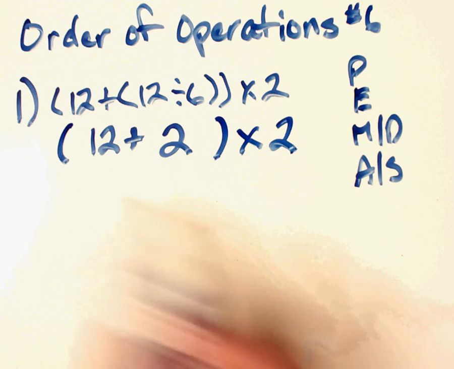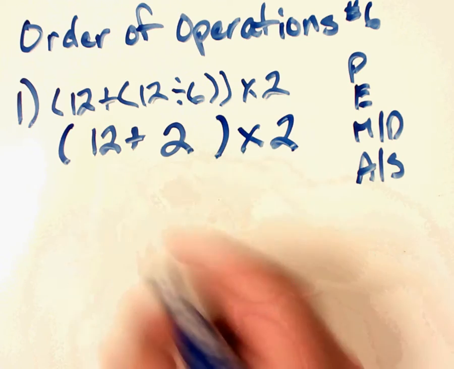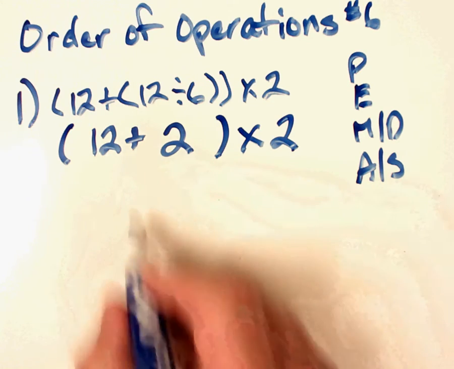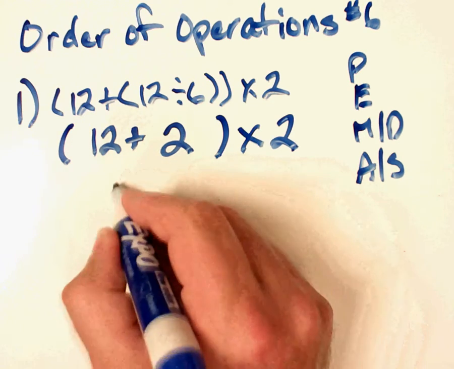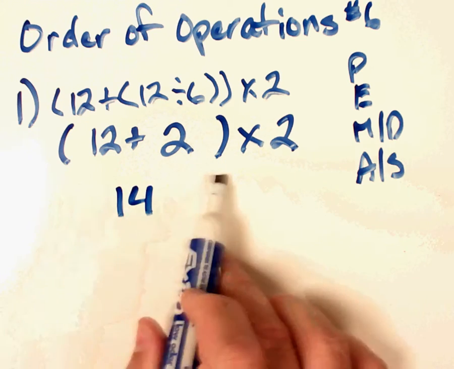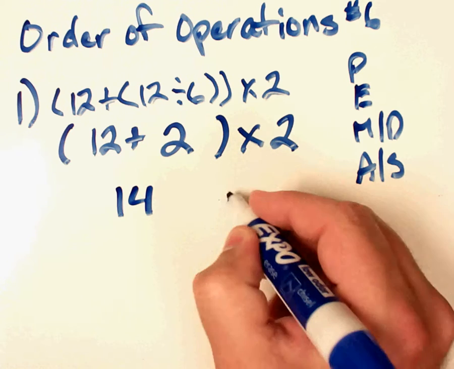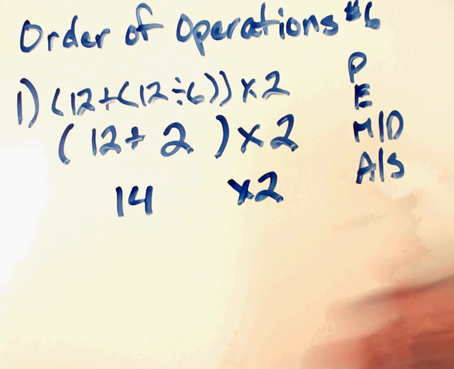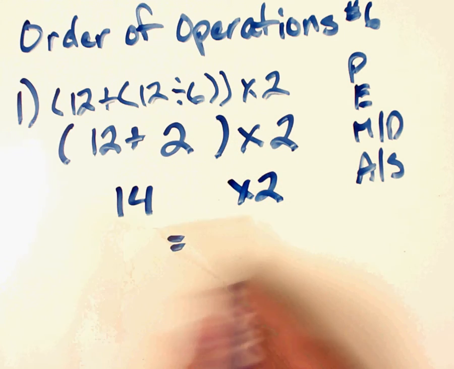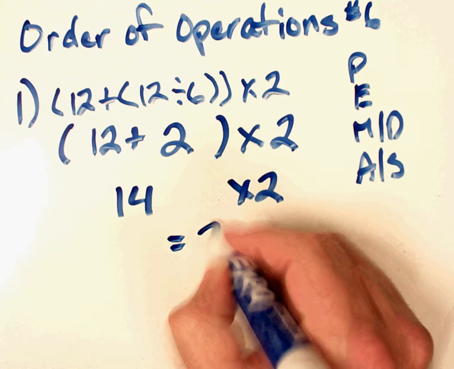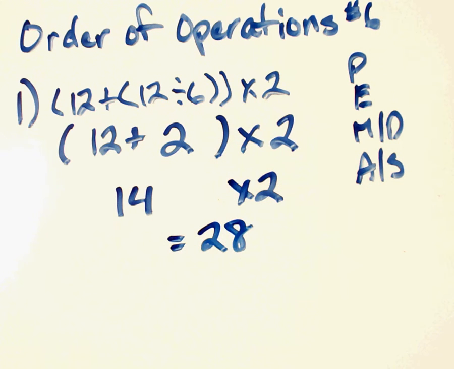All right, so my next operation is 12 plus 2. It's inside my parentheses. That's why I'm doing it next, which gives me 14. Again, once I've done the operation inside the parentheses, those parentheses can go away. And I'm going to rewrite, and I'm left with 14 times 2, which gives me 28.